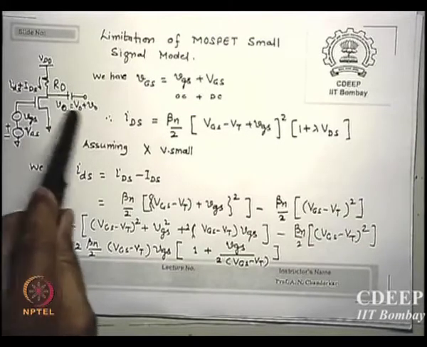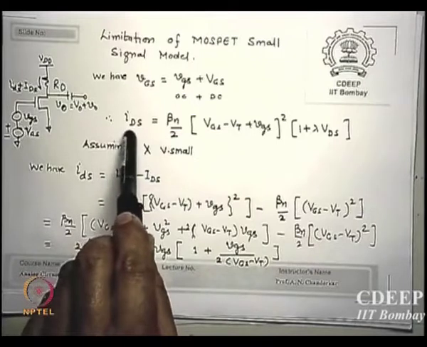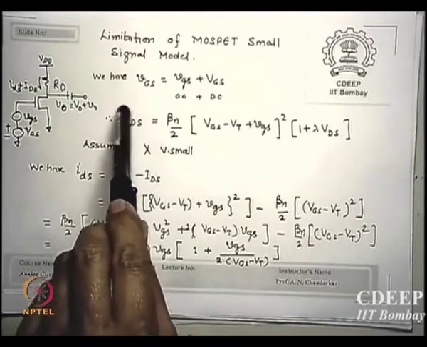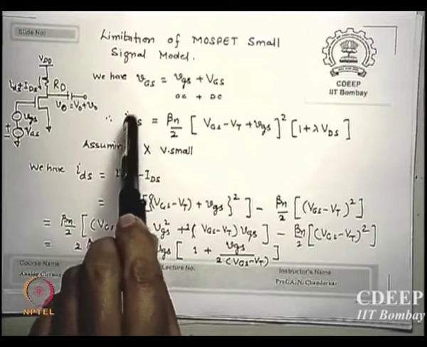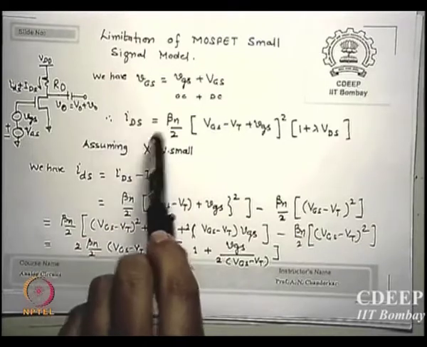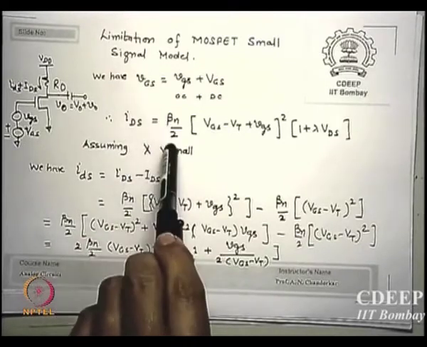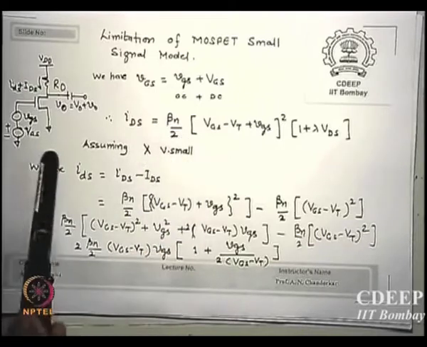So if this is V0, and I know IDS, what does this IDS mean? This is the total current, DC plus AC, which is equal to beta n by 2, and assuming right now which devices?